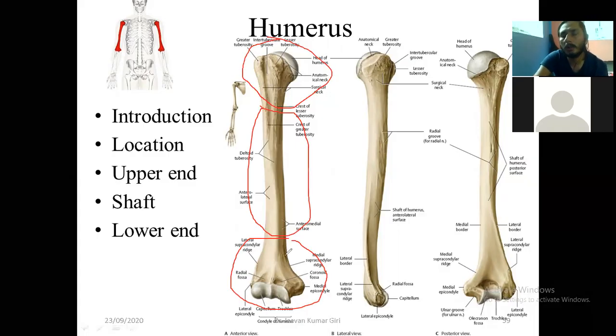Most of the long bones we'll read under these headings, upper end, shaft and lower end. So humerus we will read like this, radius and ulna like this, even tibia and fibula like this, and even the femur bone also. So this is the upper end, this is the lower end, this is the shaft. Now we can see in this diagram, this highlighted red color, this is the humerus bone.